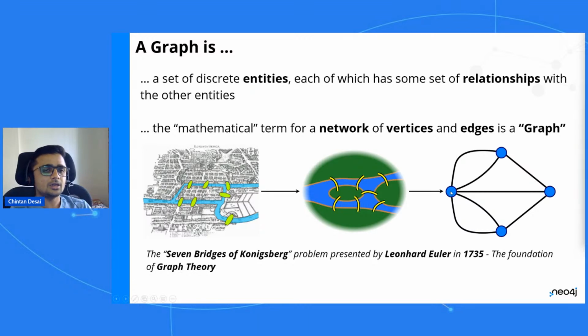So he represented the land masses using nodes, and the bridges connecting those land masses he represented using relationships. That's how he proved that there's actually no way to cross all the bridges only once and visit all the land masses. That was the first time graph theory was used, and after that the graph came into the picture. It was used in many places.